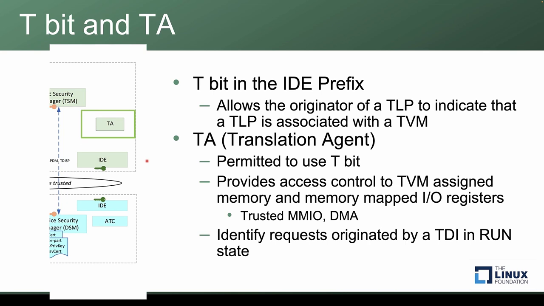It's permitted to use a TBIT, and that provides access control to TVM assigned memory and memory mapped IO registers, like a trusted MMIO or DMA, and also identifies the request originated by a TDI in a run state. Run state is one of the TDI states, and whenever the TDI is ready for use, it should be in a run state.